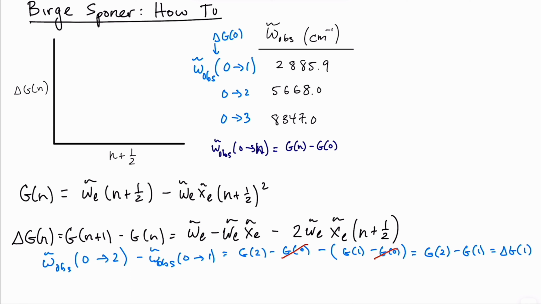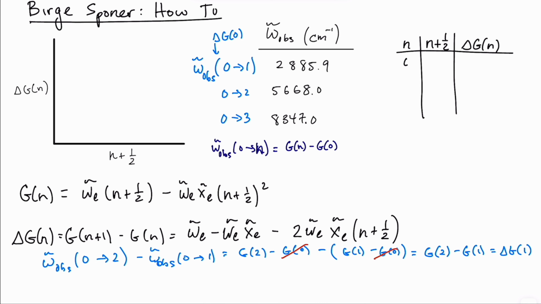And so the basic process that you're going to follow when you go to do a Birge-Sponer analysis is you're going to make yourself a little chart. It's going to look something like this. Make 3 columns. We're going to keep track of the quantum number n. For good measure, I want to remind you that we are plotting this against n plus 1/2, so we'll make another little column for n plus 1/2. And then we're going to keep track of delta g of n here. All right, so we just go through and fill this in one by one.